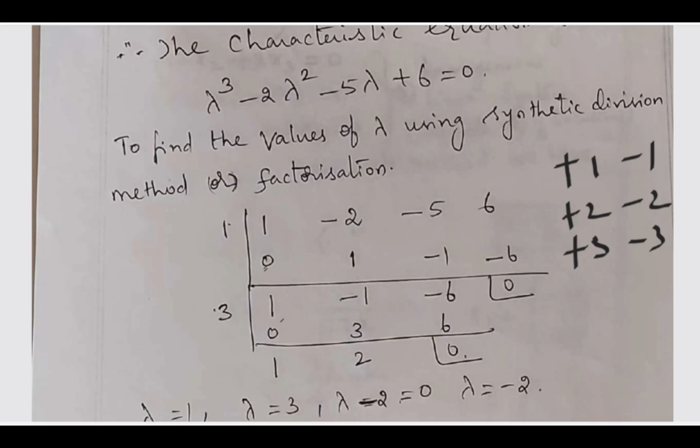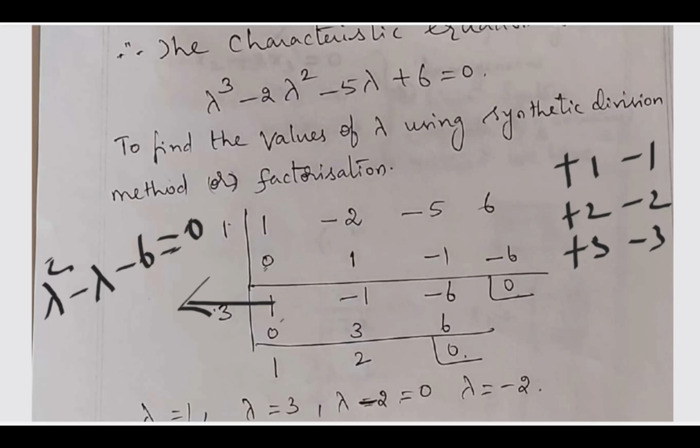It gives you minus 1. So 1 into minus 1, minus 1. It is minus 6. Then 1 into minus 6 is minus 6. 6 minus 6, it becomes 0. So you can stop at this point in the synthetic division, and you can write directly from this the quadratic equation. The quadratic equation is lambda square minus lambda minus 6 is equal to 0.